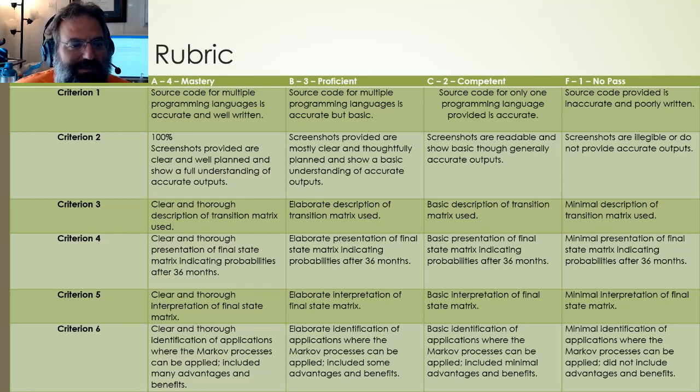The rubric. Source code, this also is pretty similar. Is there source code that is well written in multiple languages? So that would be 2 languages. And then screenshots that are clear and well planned, that basically add value to the experience. Description of the transition matrix, and a clear and thorough presentation of the final state, indicating the probabilities after 36 months.